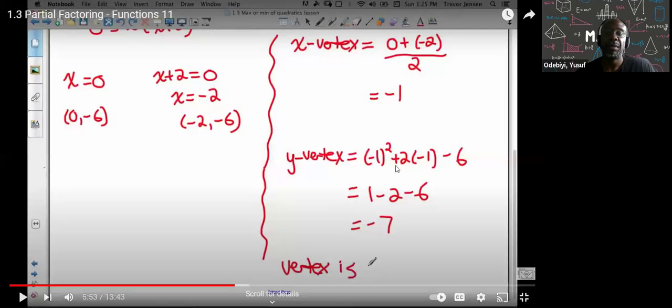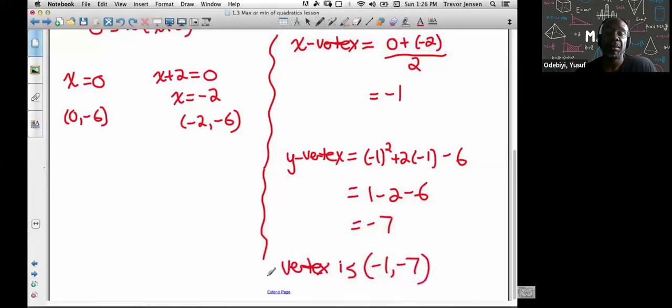So you plugged it back into the original equation and you got -7. This is now the vertex, at (-1, -7).